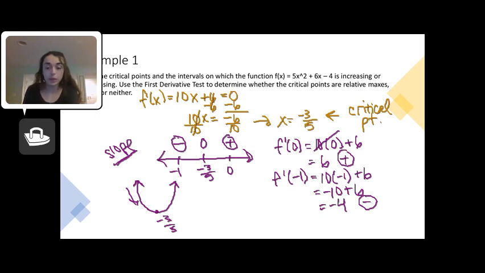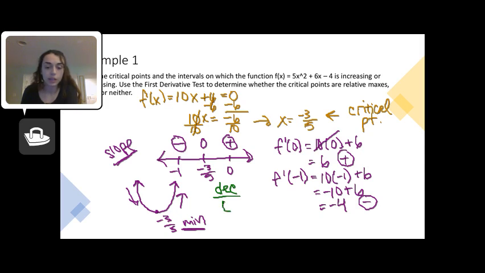Okay, so the last part of this problem is identifying the intervals in which the function is increasing or decreasing. So this number line really helps us out because we already know where the function is increasing or decreasing. We know where the slope is negative and positive. So we know that the slope is negative for all x values less than negative 3/5. So in interval notation, we will write between negative infinity and negative 3/5, the function is decreasing.